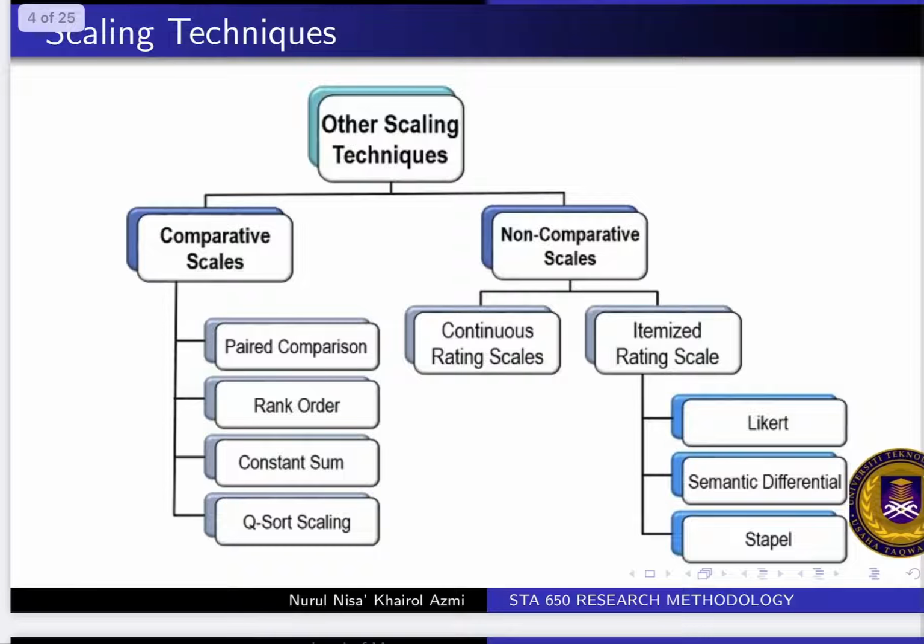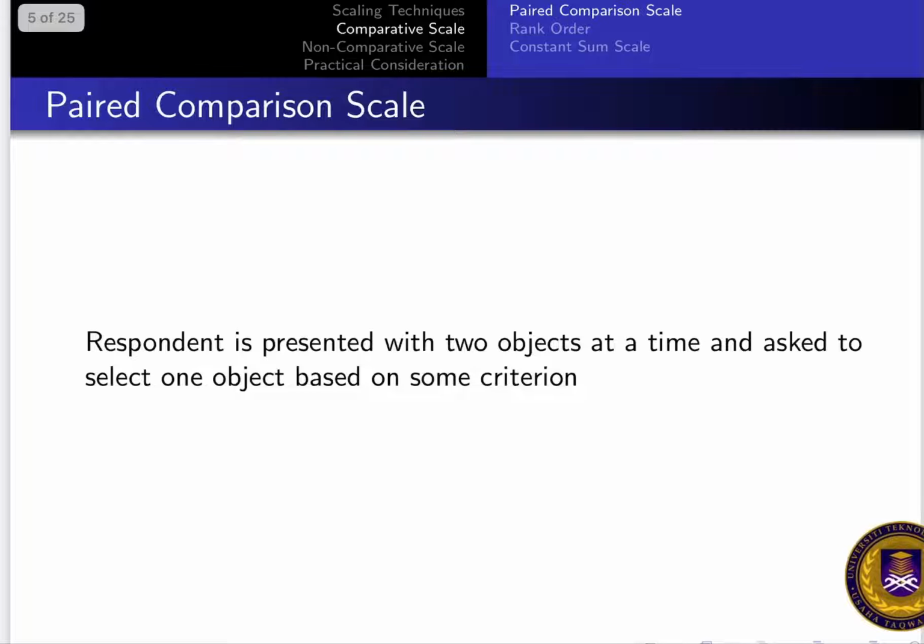There are many scaling techniques that can be used for your research. It is either a comparative scale or a non-comparative scale. For comparative scale, we have paired comparison, rank order, constant sum, and Q-sort scaling. While for non-comparative scale, we have either the continuous rating scale or the itemized rating scale. For itemized rating scale, we have Likert, semantic differential, and Stapel. So let us go with the paired comparison scale.